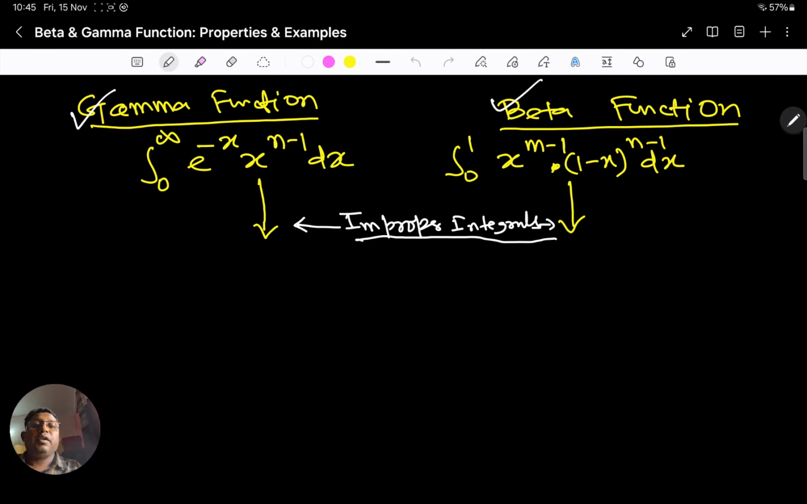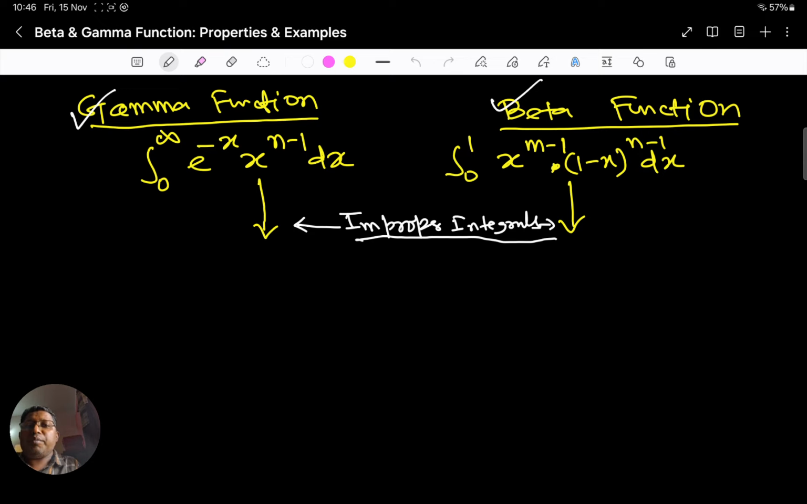Hello everyone. In this lecture, we will discuss the gamma function and the beta function. These are two special functions which are most important in evaluating improper integrals. Of course, these are themselves improper integrals.